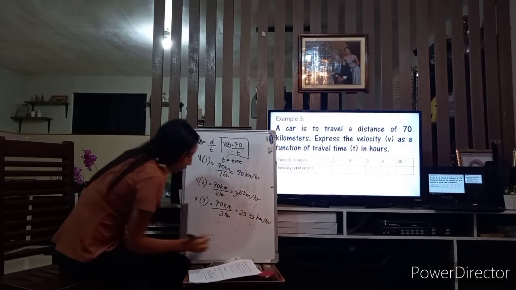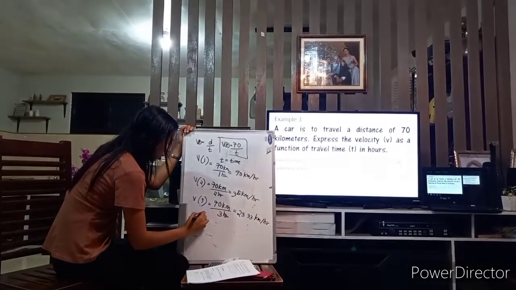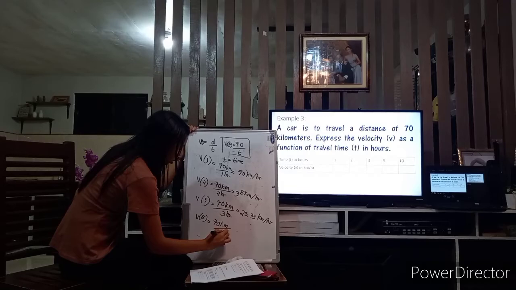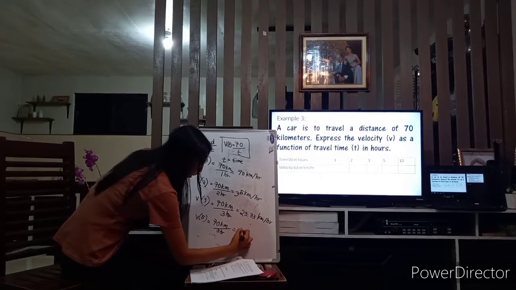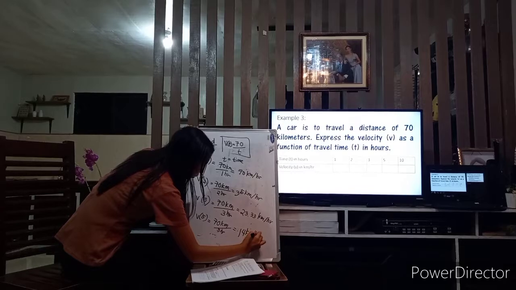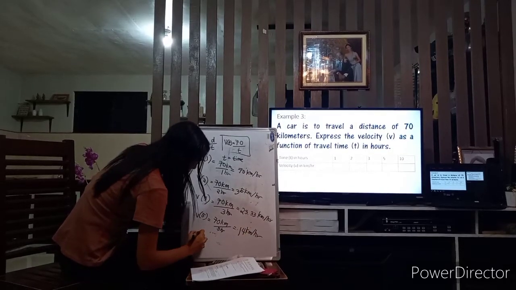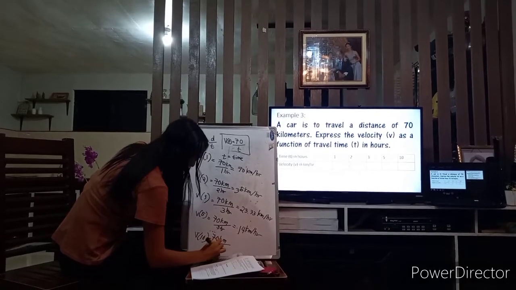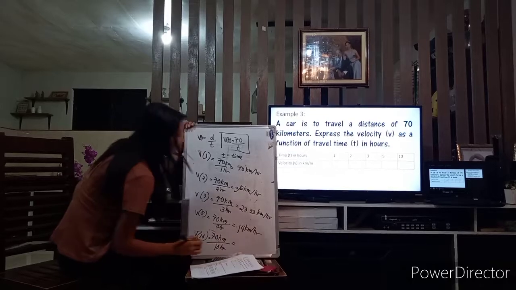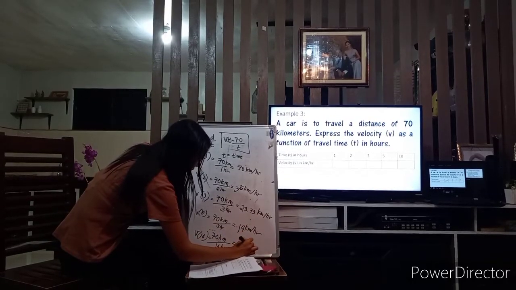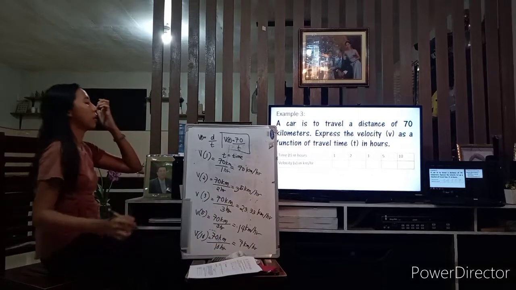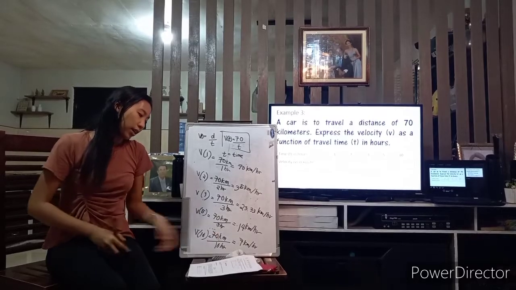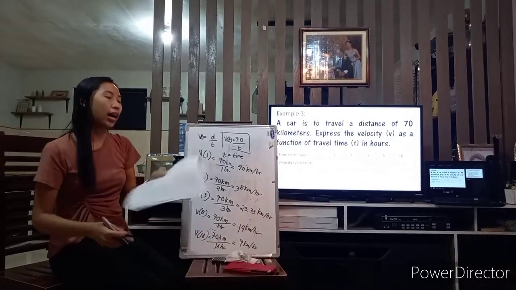kilometers per hour. Let's proceed with 5 hours. So v of 5 is equal to 70 kilometers over 5 hours. That is going to be 14 kilometers per hour. And lastly, we have v of 10, which is 70 kilometers over 10 hours, and that is 7 kilometers per hour.